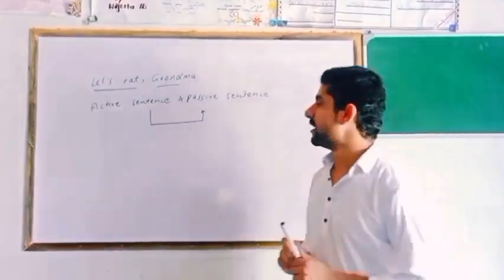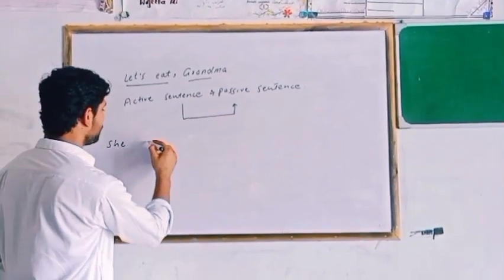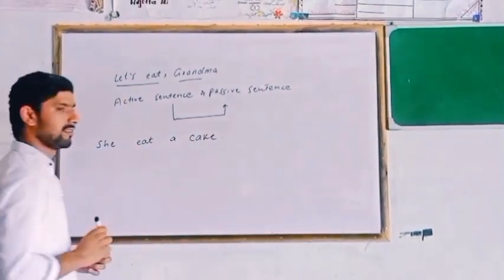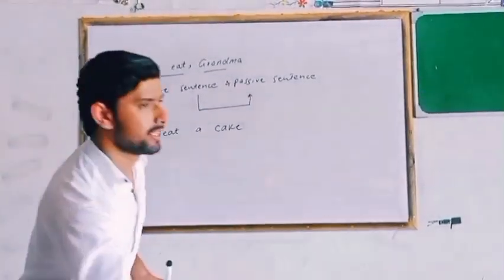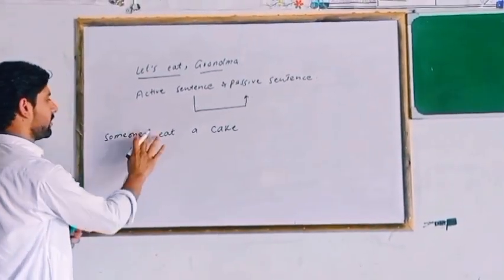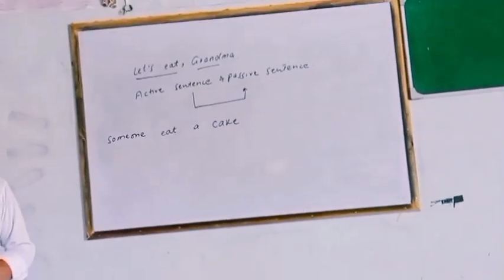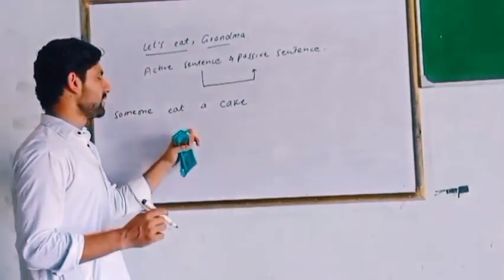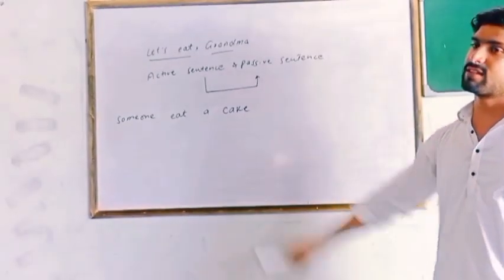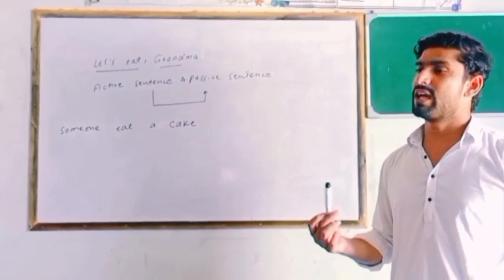Very good. So, I have a sentence in my mind, such as she eat a cake. Okay? Yes. So let's change it. I write it like this one. Someone eat a cake, but nobody is confessing that who ate. Okay? So, someone eat a cake. How we are going to change this sentence? First of all, tell me, is it active sentence or passive sentence? Active sentence. So, how did we know that?